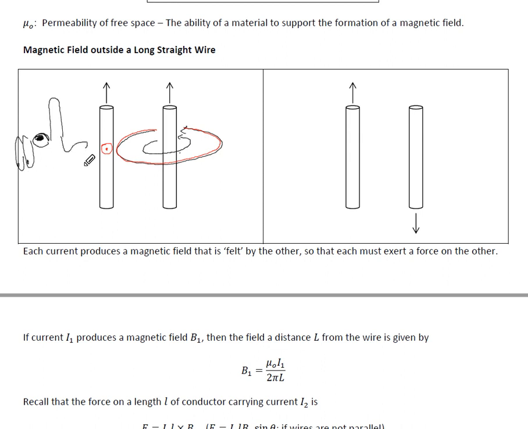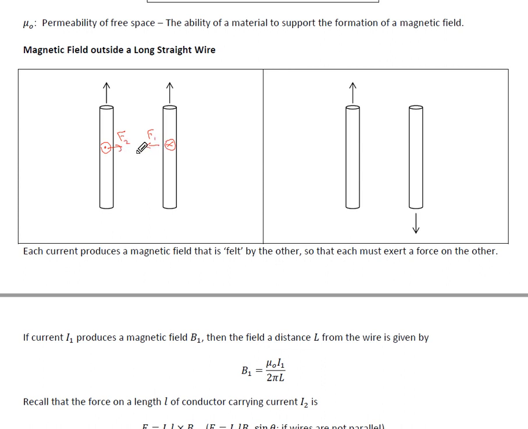And my thumb is going to be pointing to the right. So my force experience is going to be to the right. So all in all, what we can see is that this one experiences a force left. This one experiences a force to the right.